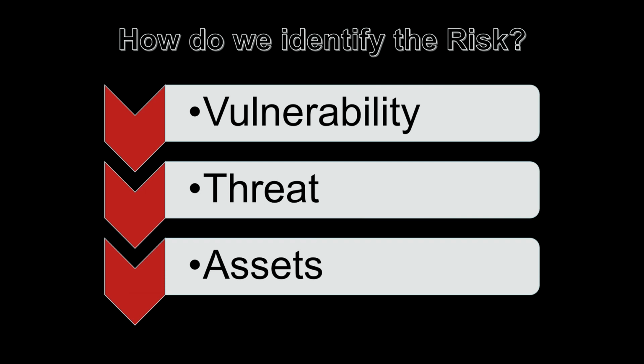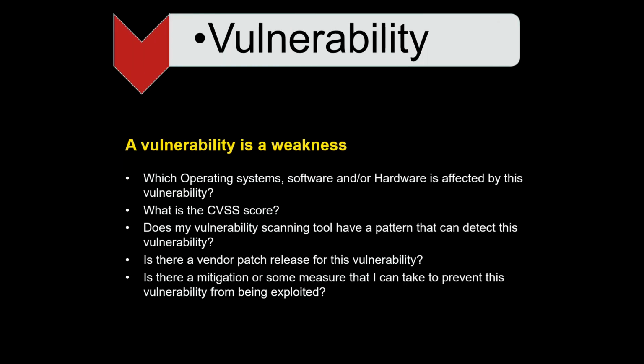So to identify the risks, we start off with three key areas. One is finding more information about this vulnerability. What is the threat associated with this vulnerability? What assets in our organization are impacted? From the vulnerability, we first start with very basic information, which is what operating system, software, and hardware is infected by the vulnerability.